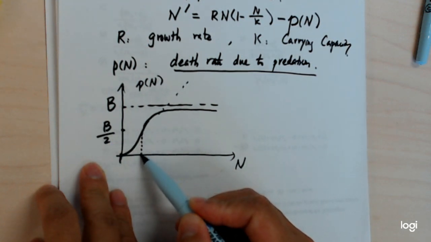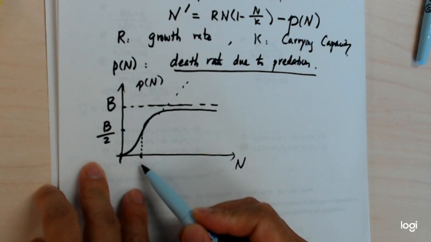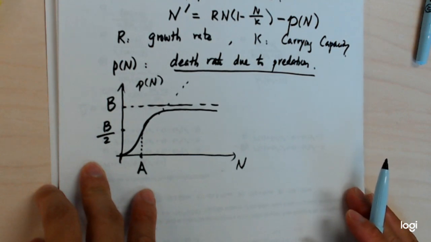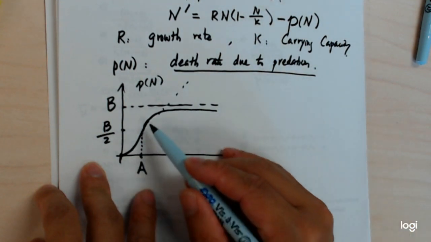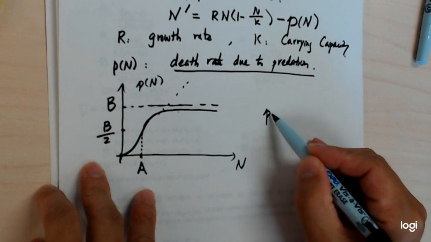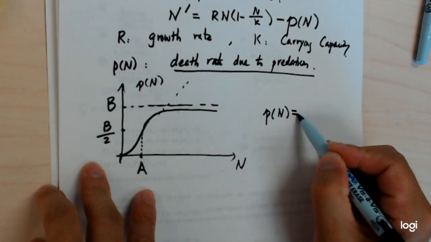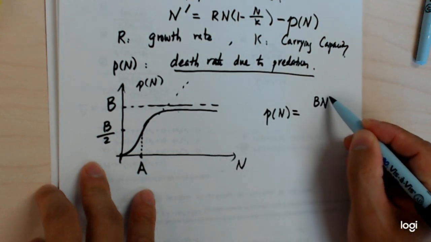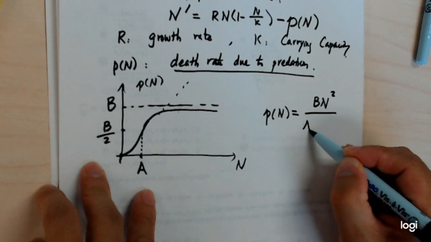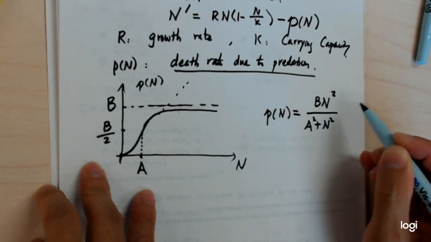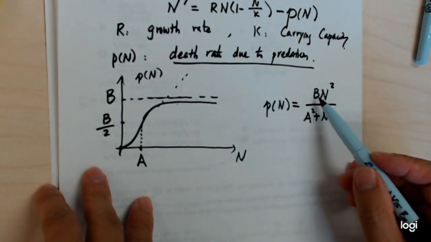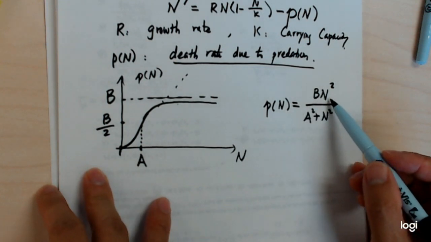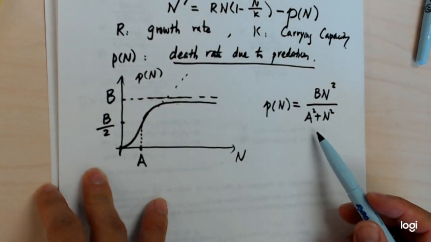And this is the critical population level that we call A. So this curve is represented by the graph of this function here. B and A are both parameters. N is, well, the amount of budworm.